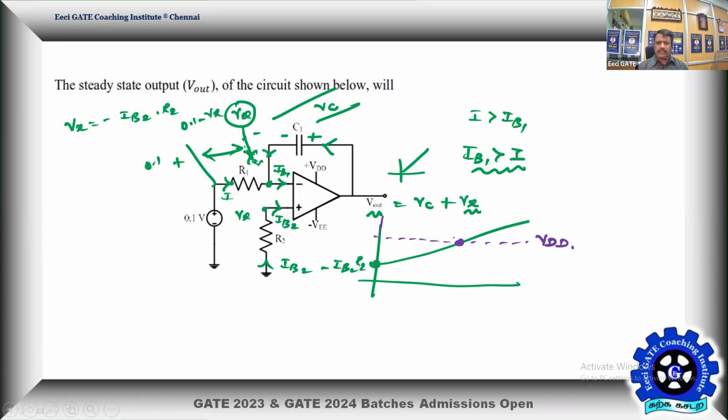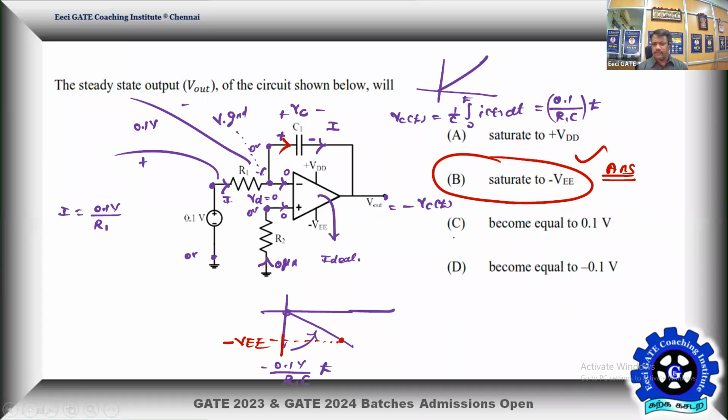He didn't talk about the op-amp. If you assume a practical op-amp, the problem is the bias currents, and still you can go for the answer, but he didn't pass any hint of bias currents, the practical limitations of the op-amp. If you perceive it this way, it will lead to plus VDD. If you perceive it the other way, it will lead to minus VEE. So which one can be the best possible answer? If it is an MSQ, multiple select question, both A and B are correct. Since it is an MCQ, you have to choose the best. Therefore, the best possible answer for this problem is option B.